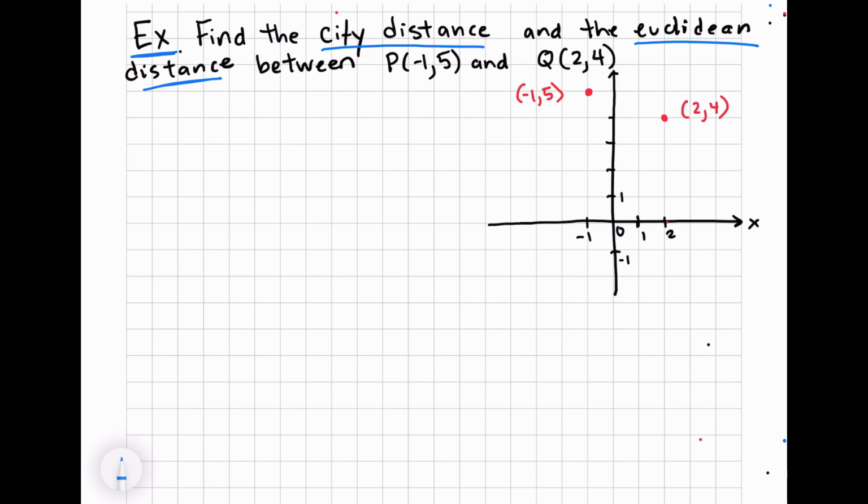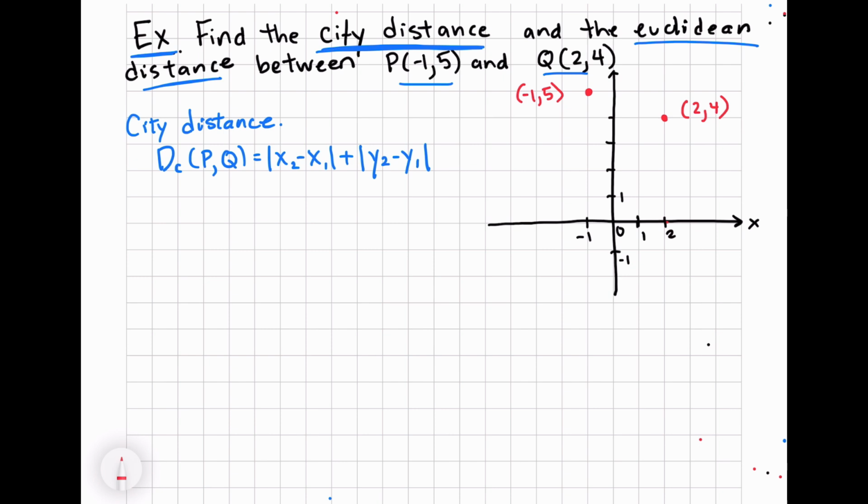In this example, we are being asked to find the city distance and the Euclidean distance between the points -1, 5 and 2, 4. Both of these geometries exist in the flat plane, but distance is measured in a different way. We're going to first calculate the city distance. The city distance is given by the formula: we take the difference of the x coordinates of our points, and then add that to the difference of the y coordinates.